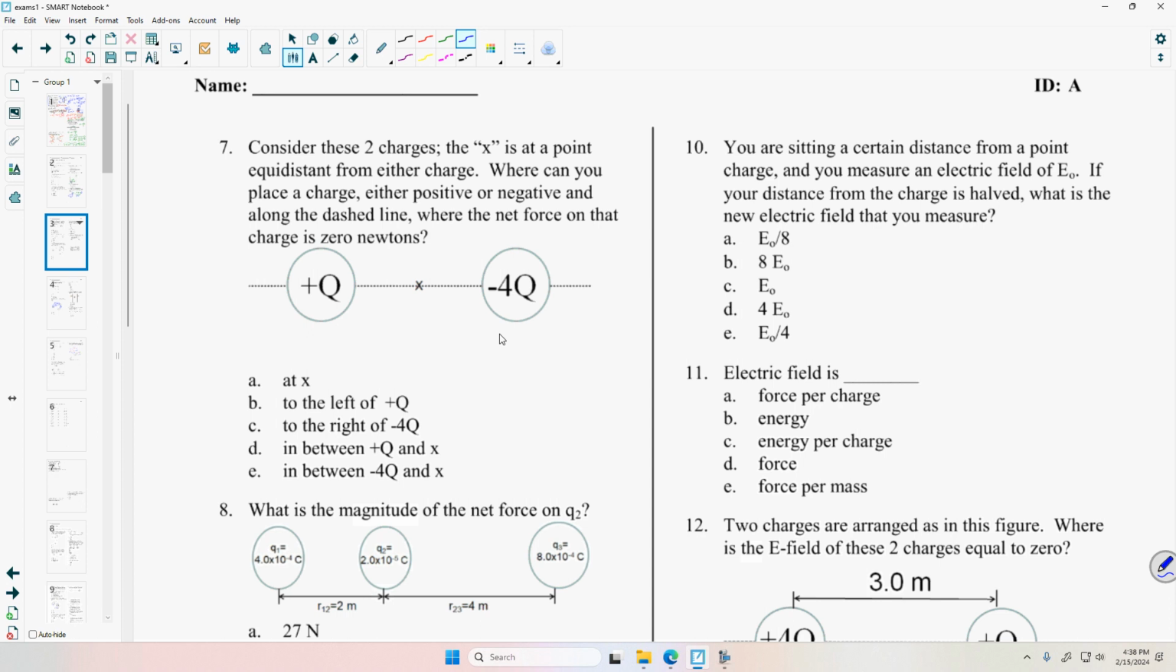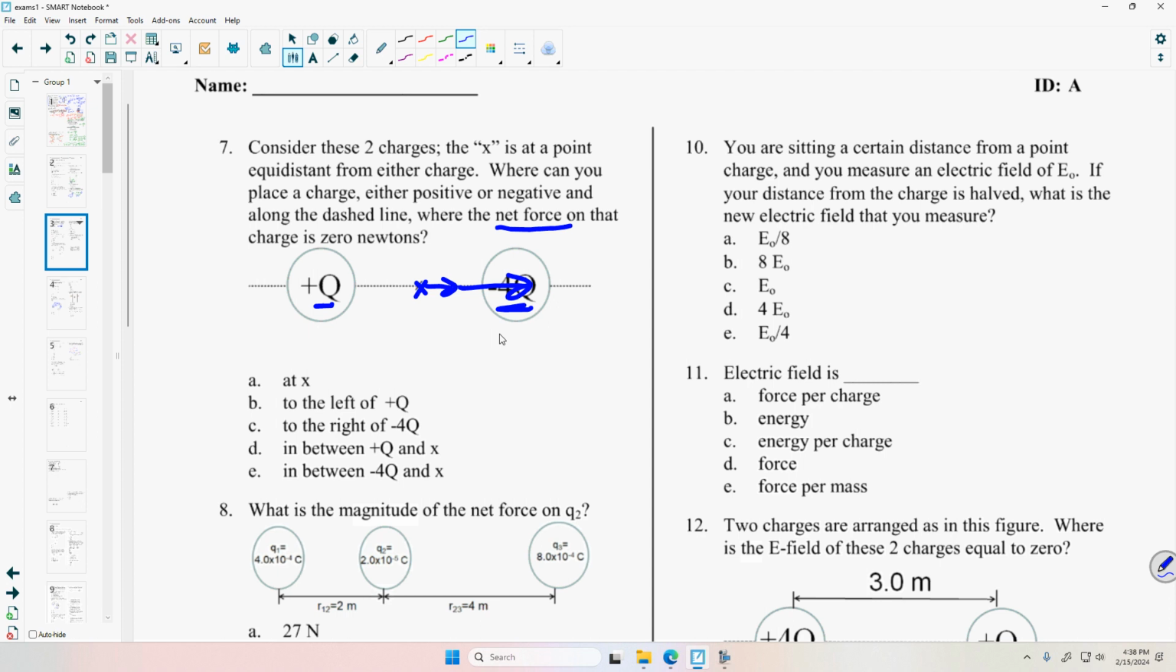I would start here. So we'll just go with each option. I want to know where the net force is 0 newtons. If I'm in the middle, I have a net force due to this charge that's in that direction, and due to this charge that's in that direction. Notice I drew that second vector bigger.